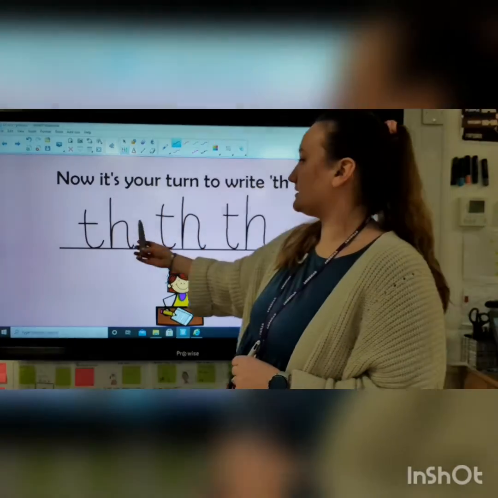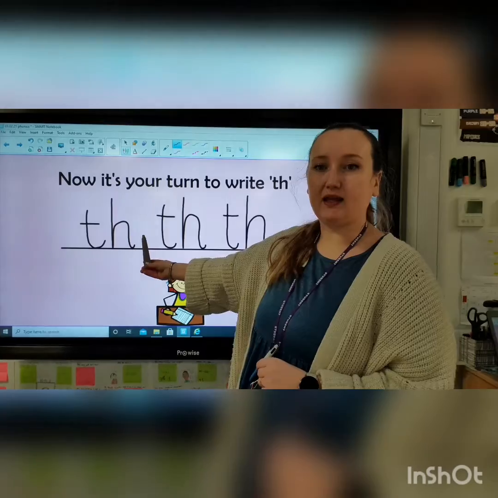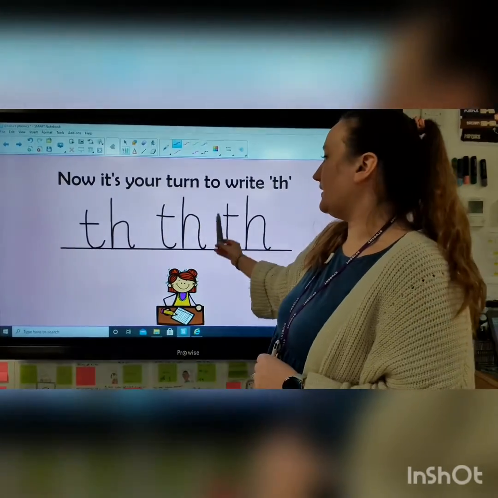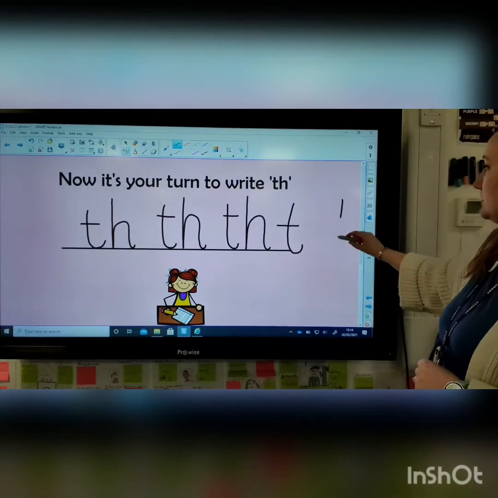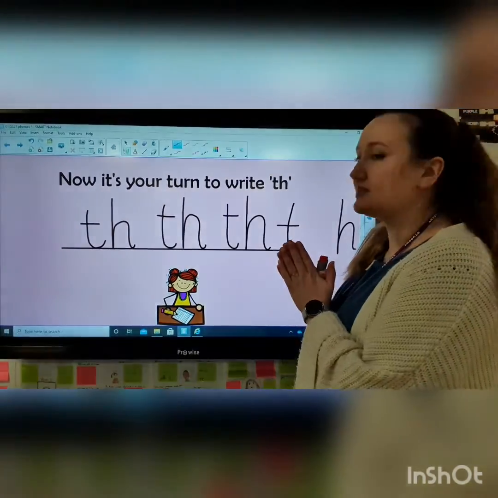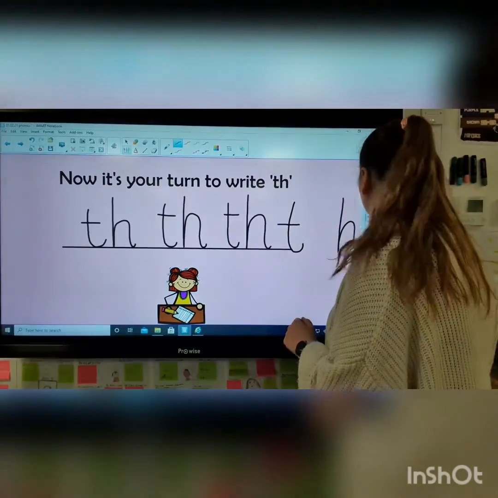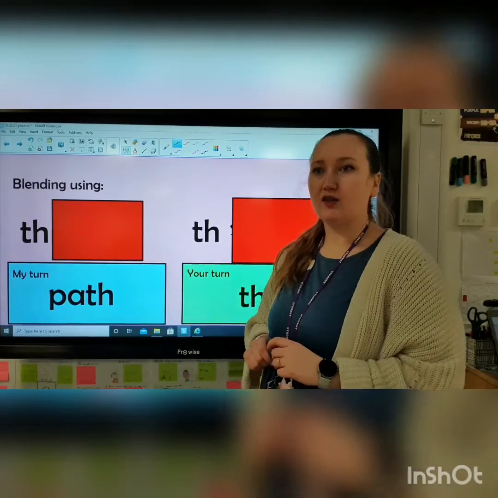So if you notice, I've got the two letters together and then I've got my space. Two letters together and then there's a space, okay? So I don't want to see it like this, so far away from each other. I want them close together because they belong together for this phoneme. Okay, so now we're going to blend using our th.